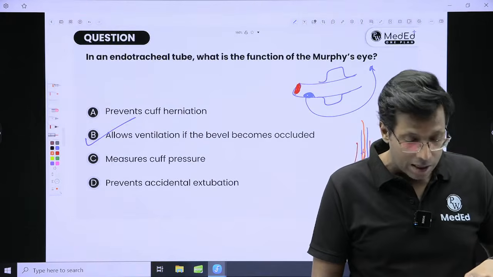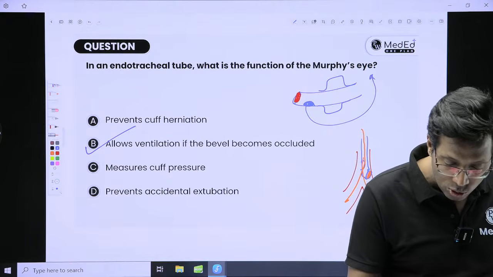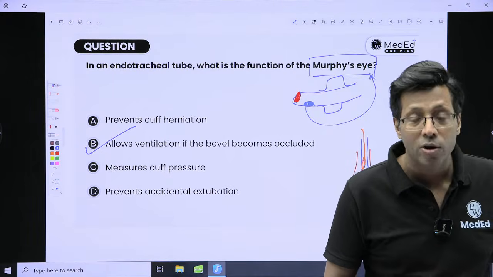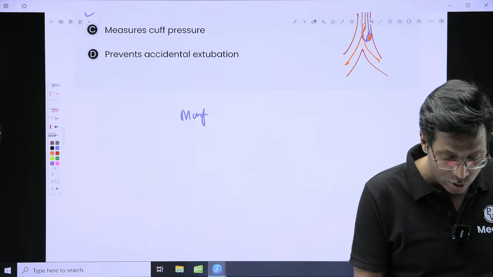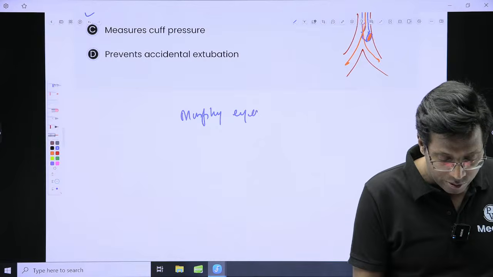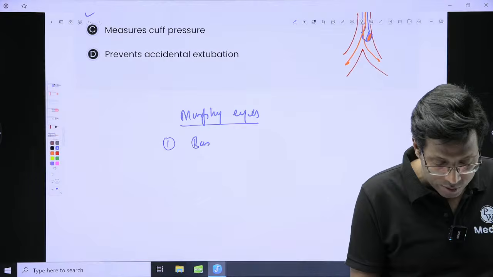Guys, it seems easy here. Do you know the first time when this question was asked in the exam, they had asked you Murphy's eye is related to which of the following? Now all of you are aware. But when the very first time this was asked in the exam, imagine, Murphy's eye is related to which of the following? They have written base of skull fracture.